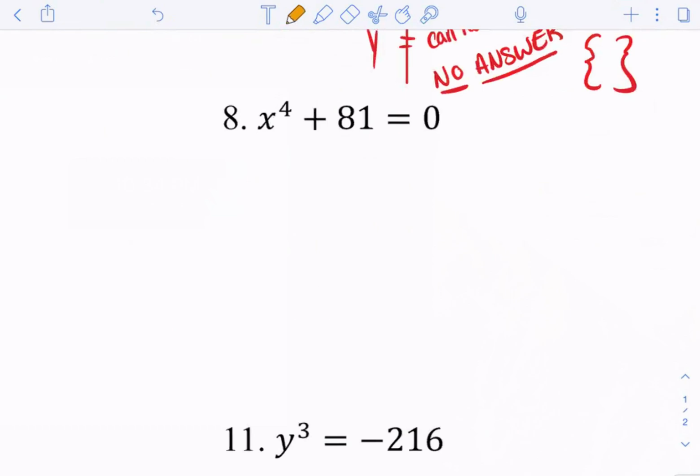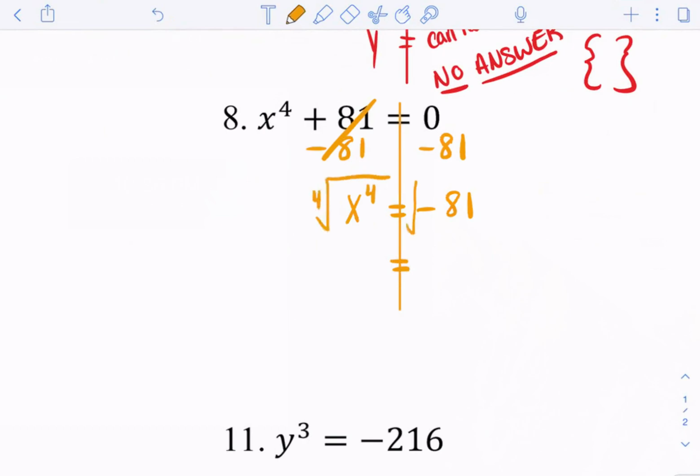With number 8, let's try and solve this. My first step is to subtract 81. Then I get x to the fourth equals negative 81. Then, since I have a fourth power, my answer is going to be positive or negative. But wait, when I fourth root this negative 81, the question is, is there a number that if I multiply by itself 4 times, I will get negative 81?